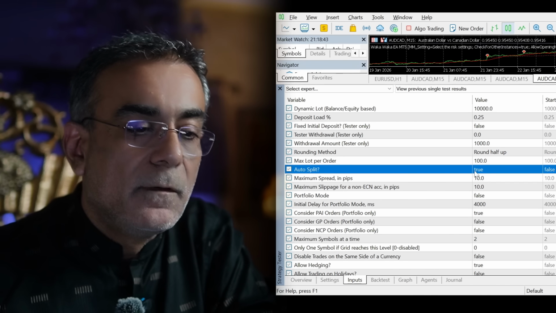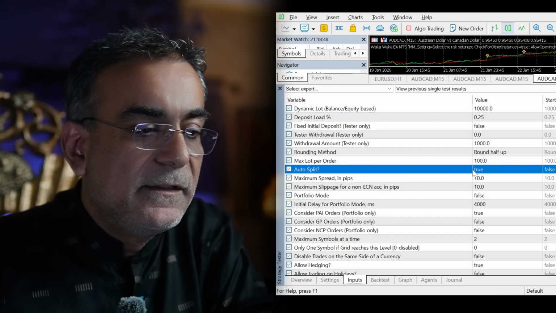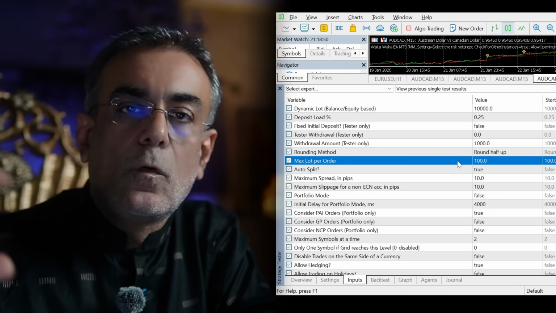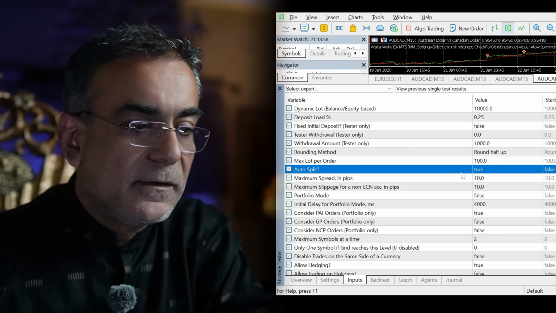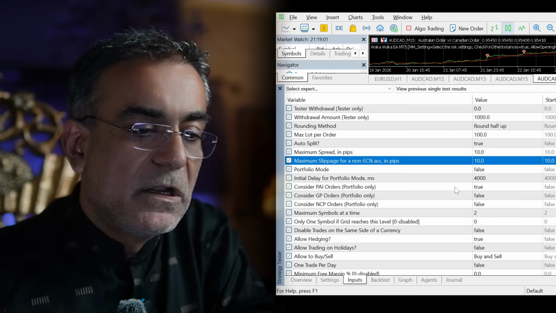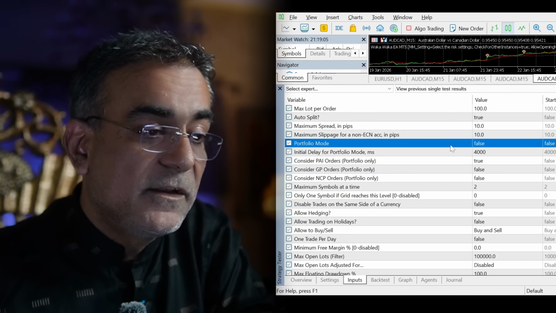Auto split, which is if the lot size becomes so big, which is not allowed by either your max lot per order or your broker, then in that case, do you want to split it into 2 trades and then send? Maximum spread, maximum slippage, understood. Portfolio, no idea. I think it's just cosmetic.